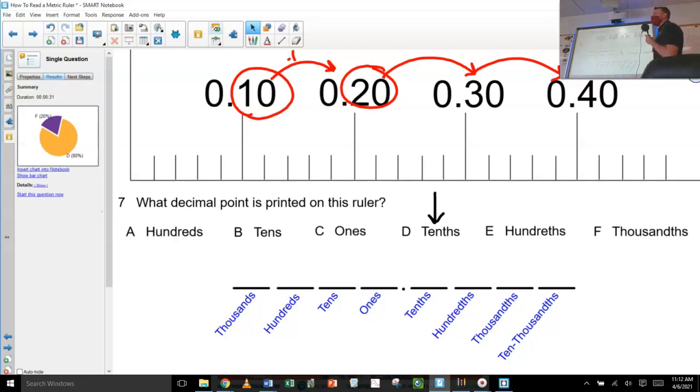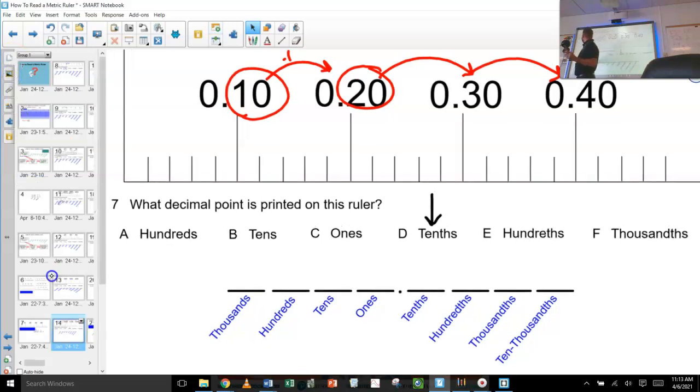Yes, it is tenths. This is a tricky ruler right here, but it's going by tenths. Even though these are down to the 100th, it's still going up by tenths. And I like Zoe's idea that you're looking for the difference between the two, because that almost tells you the answer right there.